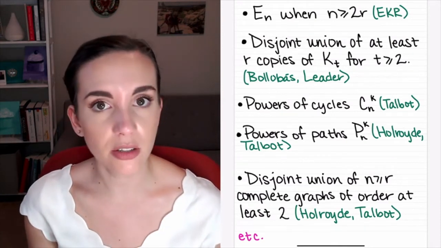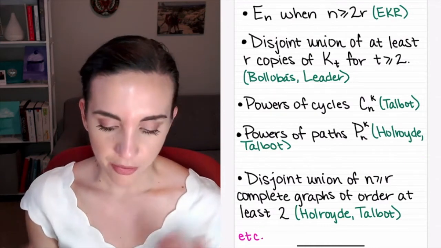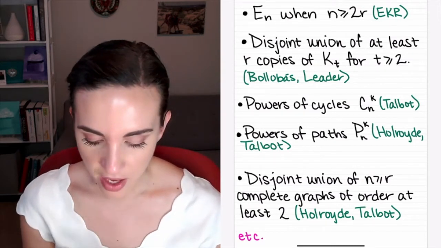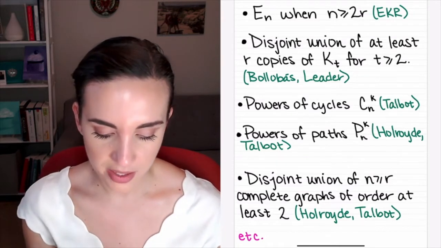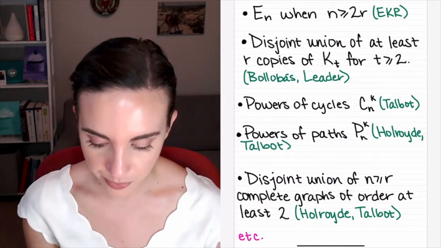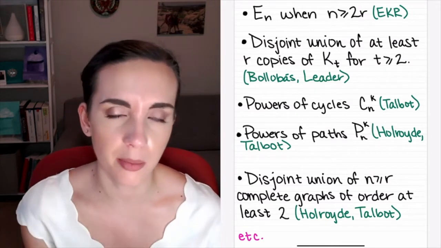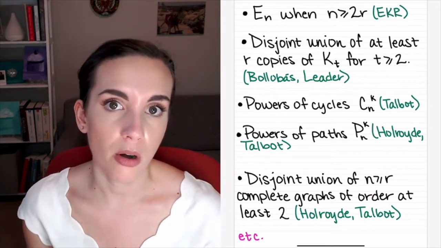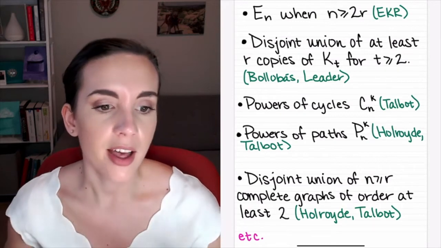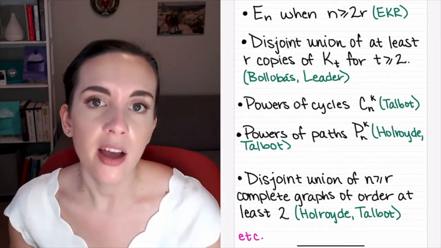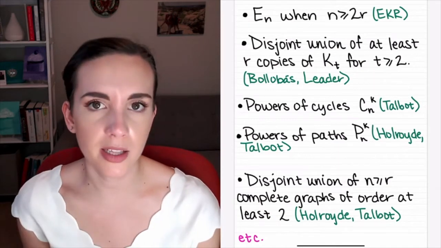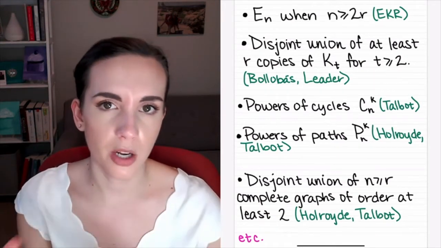Talbot proved that powers of cycles are R-Erdős-Ko-Rado for all R from 1 to n. And Holroyd and Talbot proved the same thing, but for powers of paths. And then Holroyd and Talbot also together proved that the disjoint union of at least R complete graphs of order at least 2 is R-Erdős-Ko-Rado. So that's not restricting all the complete graphs to have the same size. But there are many more graphs that have been shown to be R-EKR for various values of R, such as ladder graphs and things like that. I just wanted to give you an idea of some graphs that have been considered. Many graphs that have been proven to be R-EKR are typically some graph with an isolated vertex. So that's one approach as well.